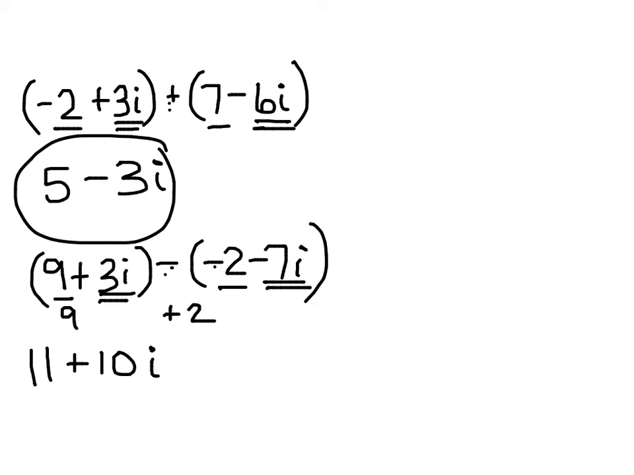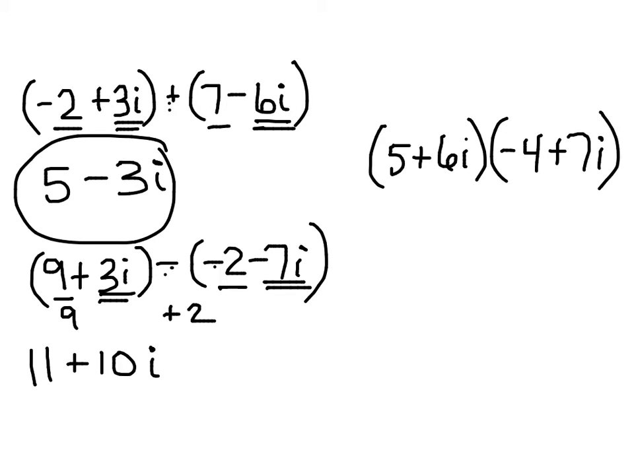Number 9. 5 plus 6i times negative 4 plus 7i. Now you are foiling because there's no symbol in between them. You need to foil on this one. This is the only one on this page that you had to foil on. Okay? So, what's 5 times negative 4? Negative 20. What's 5 times 7i? 35i.